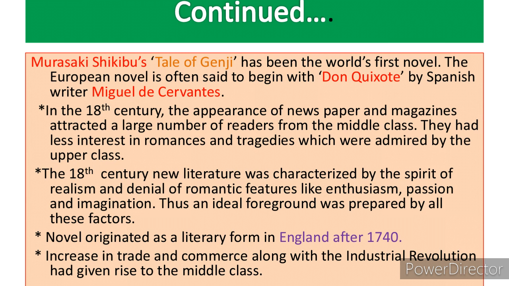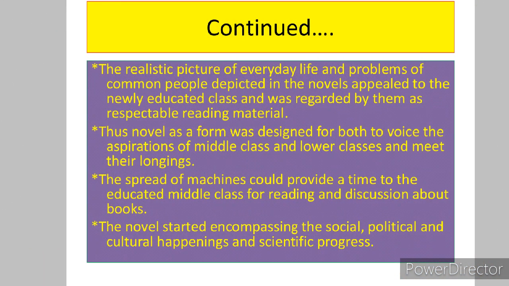Increase in trade and commerce along with the Industrial Revolution had given rise to the middle class. Why? Because there was a great increase in trade and commerce, and that's how the middle class increased. The realistic picture of everyday life and problems of common people depicted in the novels appealed to the newly educated class and was regarded by them as respectable reading material. Whatever happened in the society, the problems of common people, was depicted in the novel, and that appealed to the upper and middle class people, and they thought of it as respectable reading material.